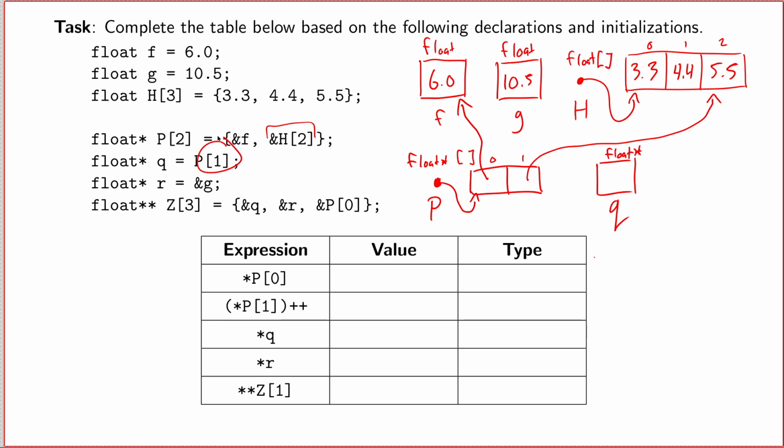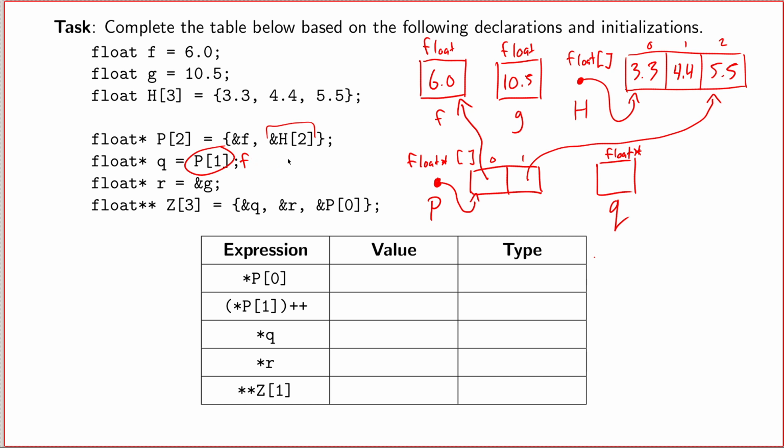What is the type of p sub 1? P sub 1 is an element of this array of float star, which means that p sub 1 itself must be of type float star. So this here is a float star. And q is a float star. So the types do match up.